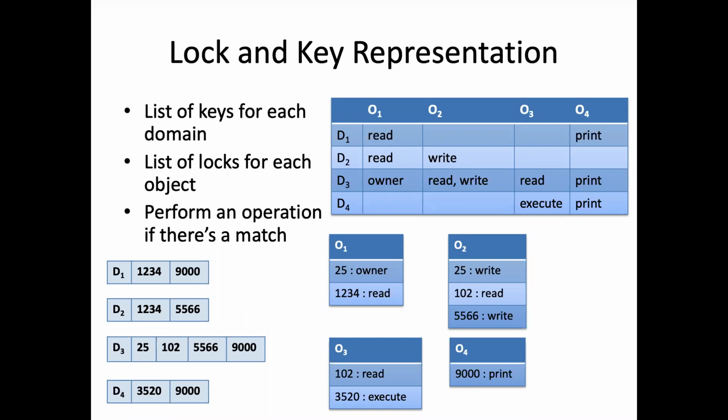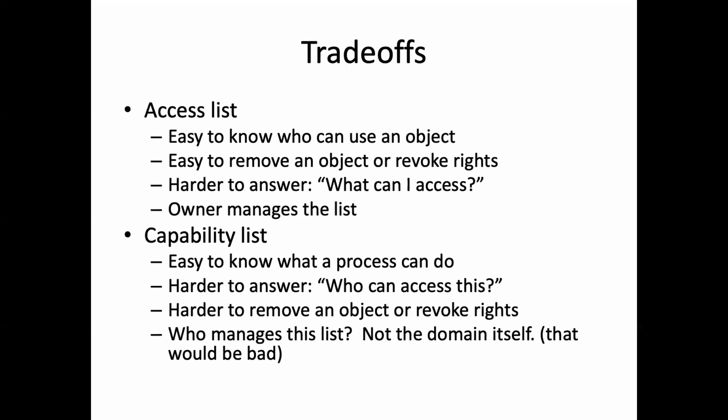And all three of these mechanisms are ways of representing what would in practice be a giant 2D table, in a small form that is easy-ish to store and typically easy to answer the question that the OS has to answer all the time. And that is, if a particular process running in a particular domain tries to do something with an object, should the OS permit that or not? And that's the kind of thing that I'm talking about on these next slides.